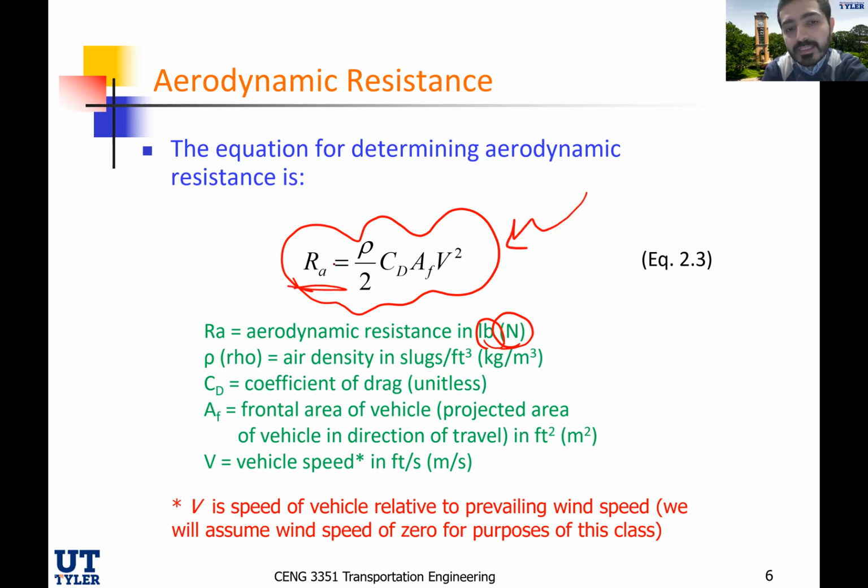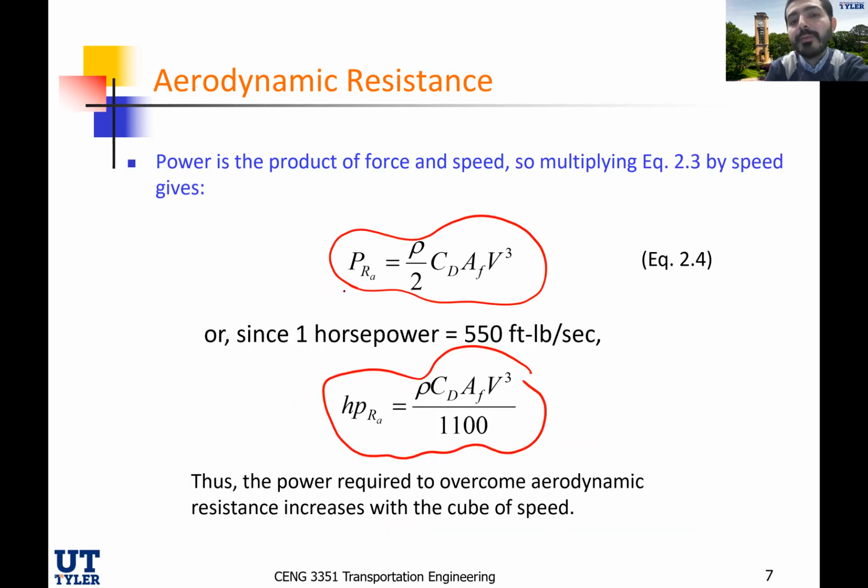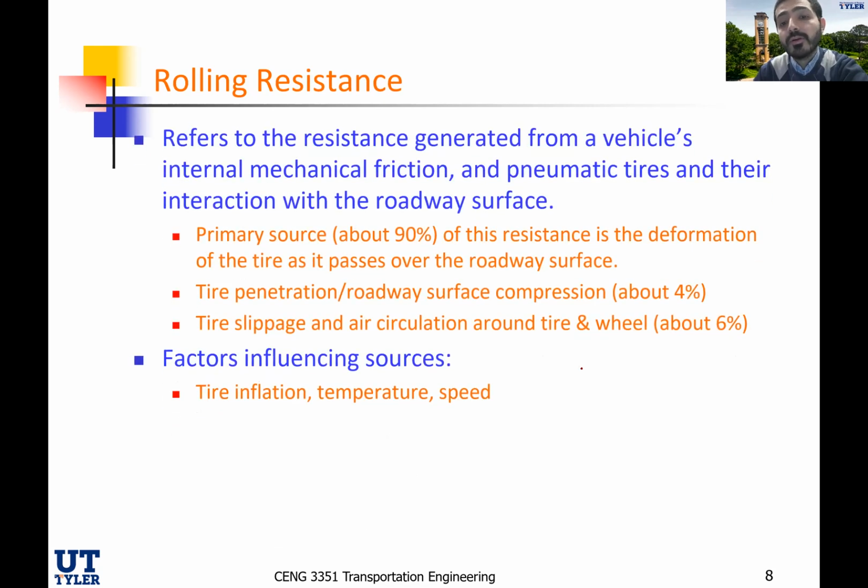So here this is the resistance, this is the power, just the power, which is in foot-pounds per second, or the horsepower. And we've gone through multiple examples to differentiate between the three requirements. We've talked about the rolling resistance as well.